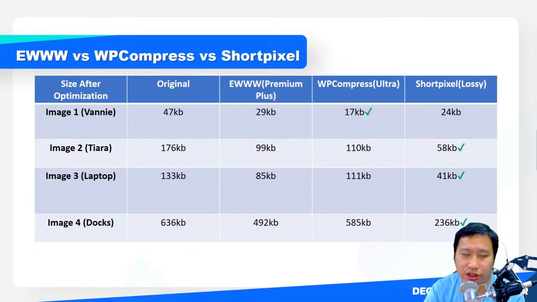So the original image, this is actually quite a large picture. It's about 636 KB. Through EU, it brings it down to 492 KB. For WP Compress, it brings it down to 585 KB. So that's a very little savings in terms of the compression here. And for Short Pixel, it brings it down to 236, so that's actually more than 50% compression over here. So for Short Pixel, it is the clear winner in terms of the file size compression here, because for most image sizes, Short Pixel is able to offer a much smaller file size.